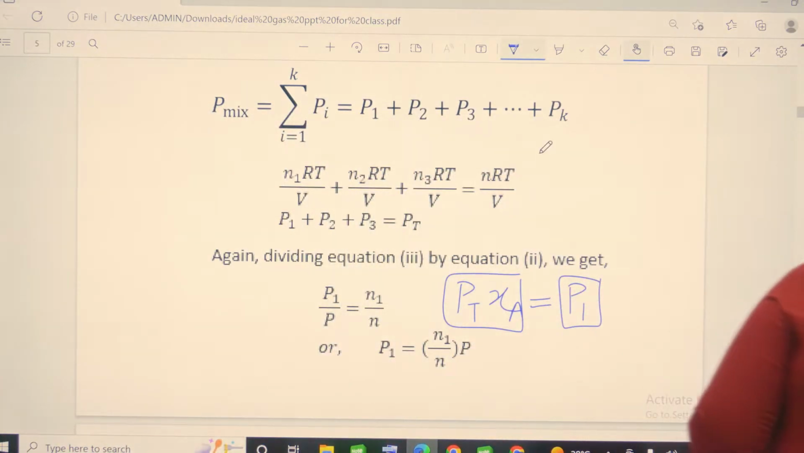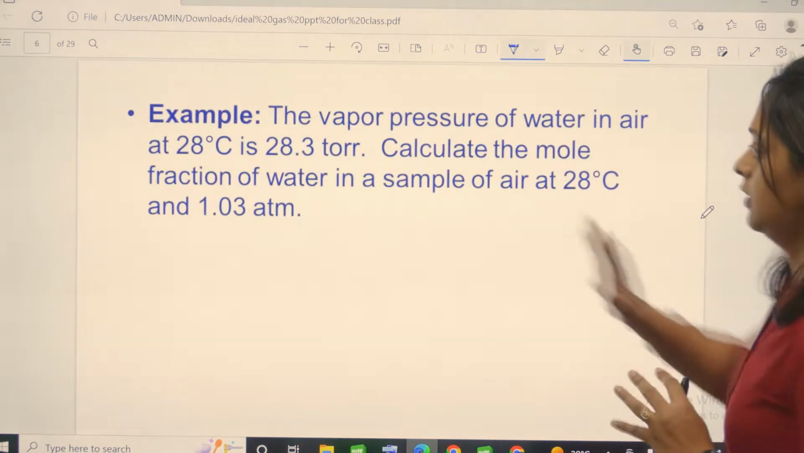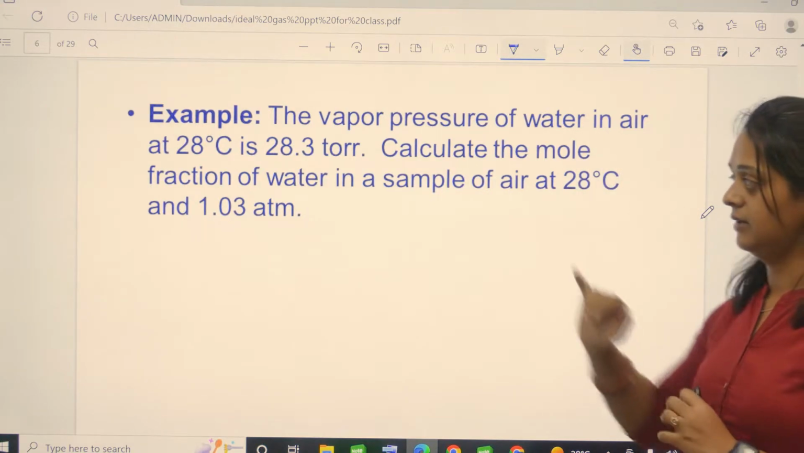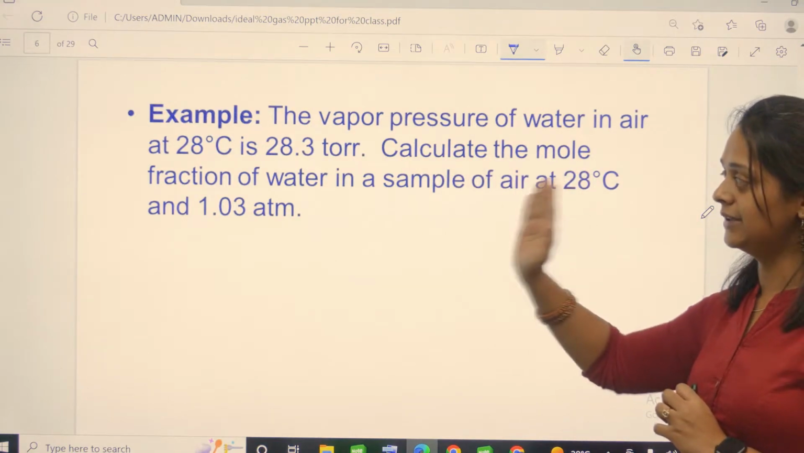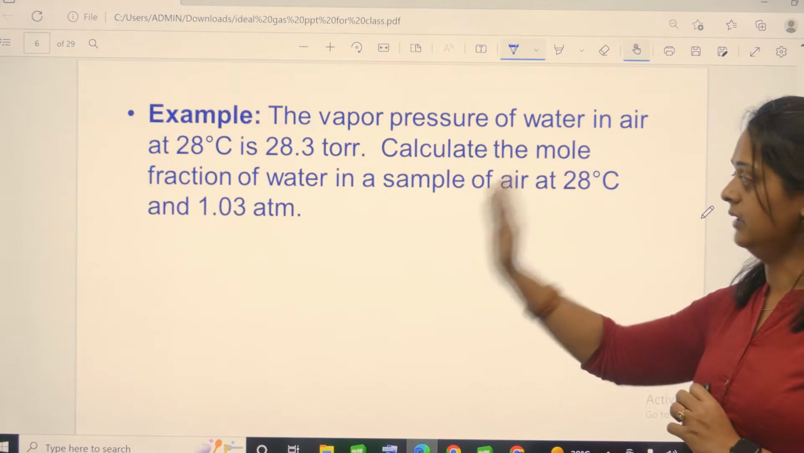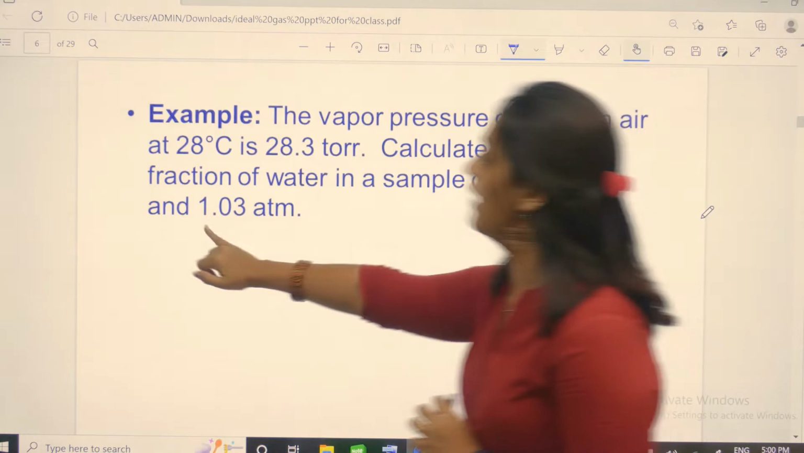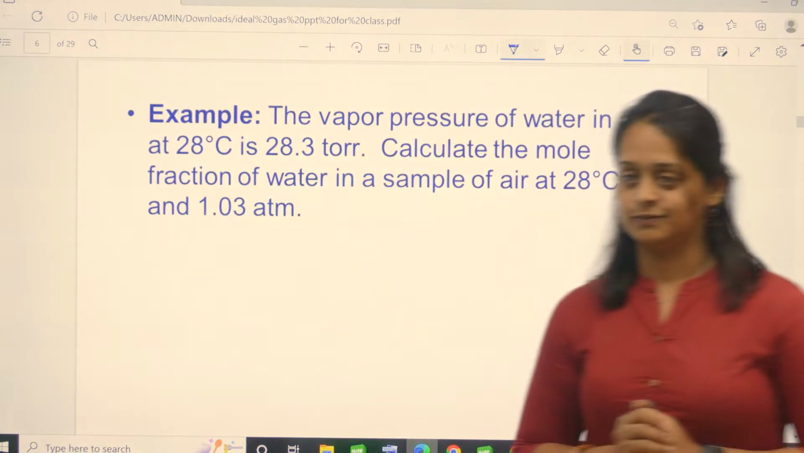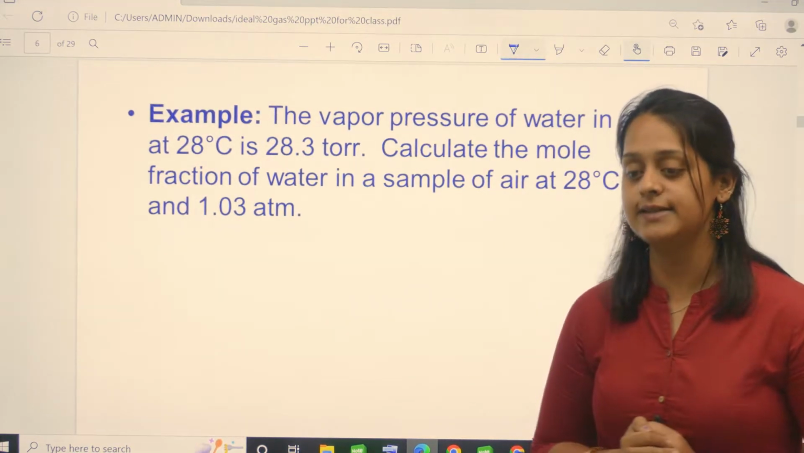What type of questions actually arise in this? So let's try solving this question. The question is given: the vapor pressure of water in air at 28 degrees Celsius is 28.3 torr. Calculate the mole fraction of water in a sample of air at the same 28 degrees Celsius and 1.03 atmospheric pressure. 1 atmospheric pressure is equal to 760 torr.